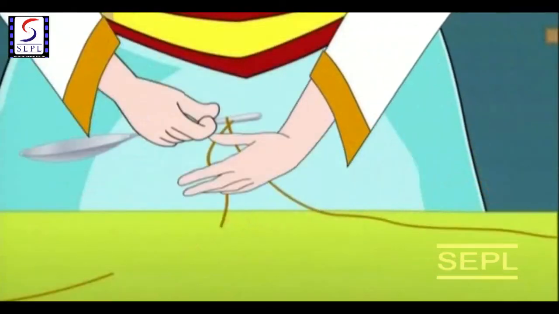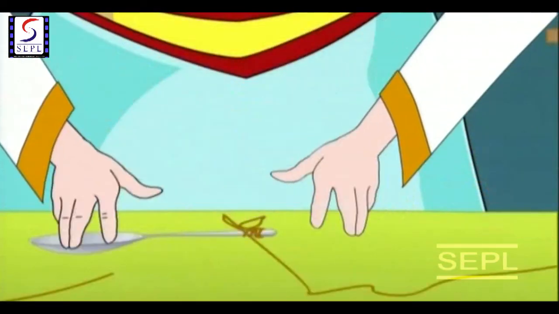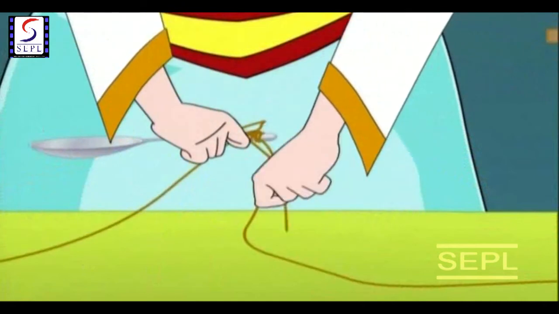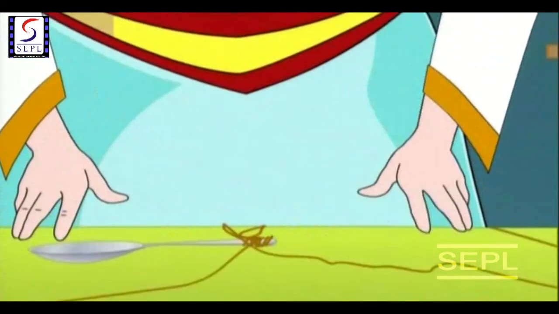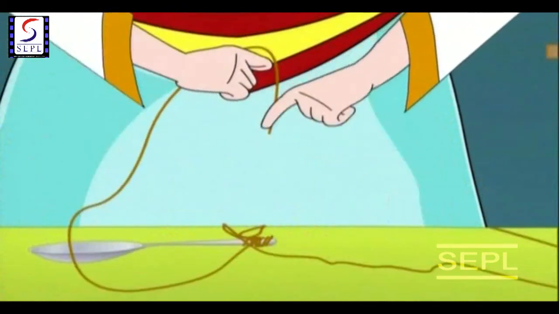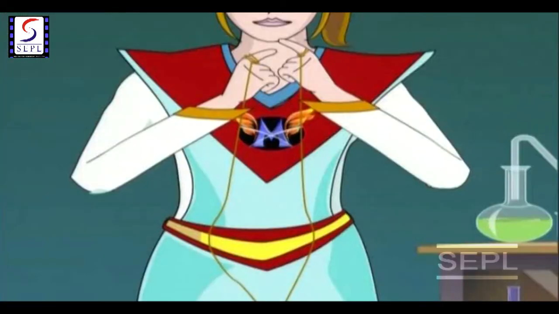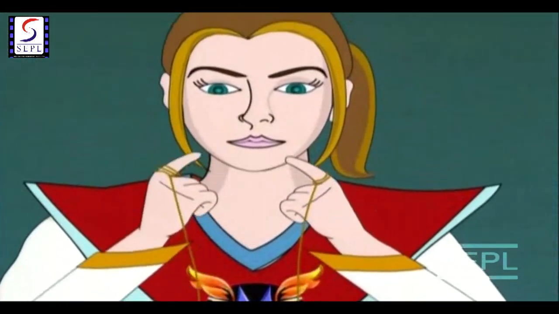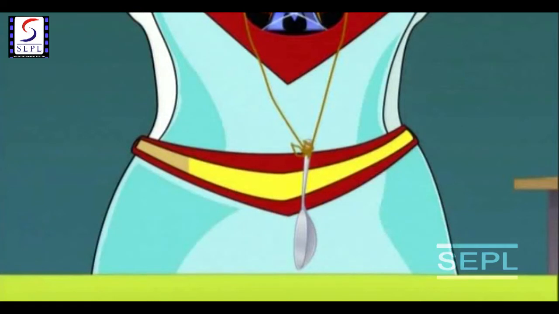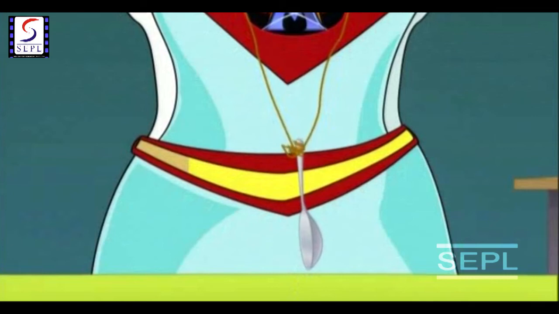Tie the center of the string around the handle of the spoon. Wrap one end of the string around each index finger. Place the tips of your index fingers in your ears. Lean forward so that the spoon taps against a table. In your ears, it will sound like a bell ringing.